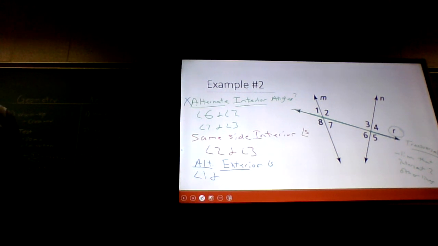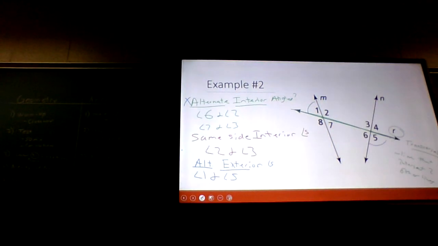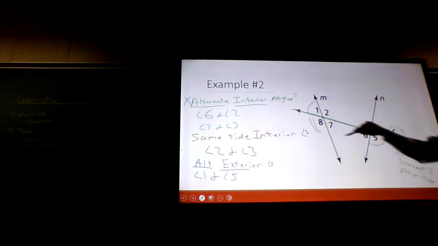Liliana. 1 and 5. Yes. Now let's explain that. First of all, would you guys agree that 1 and 5 are on alternate sides of the transversal? Would you agree that angles 1 and 5 are on the outside of M and N? Alternate exterior angles. Who can give me another example? Thomas. 8 and what? 4. Correct. Angles 8 and 4 are also alternate exterior angles.